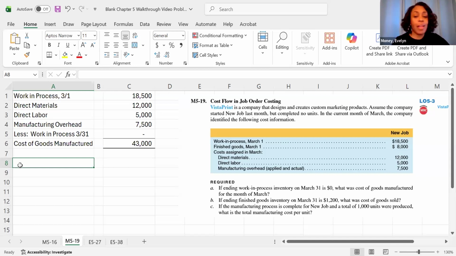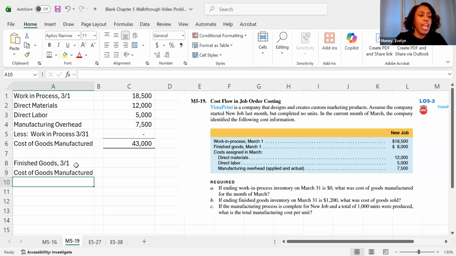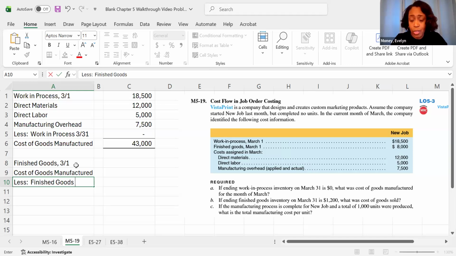Now, in B, we're going to apply the inventory formula to finished goods inventory to help us find cost of goods sold. So sort of that same process, only we need to use the cost of goods manufactured that we just calculated. So we're going to take finished goods on March 1st, add in cost of goods manufactured, and subtract finished goods at the end of the period, which is 0. No, was it 0? No, it was 1,200.